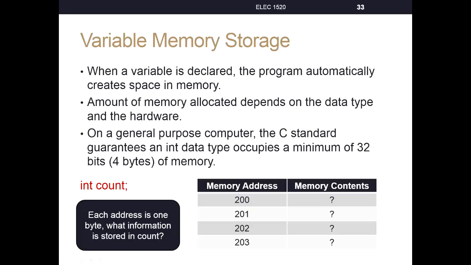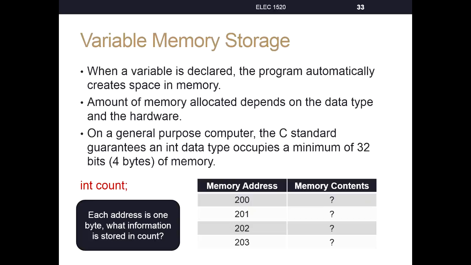So here, these 4 memory addresses that I just randomly picked, 200, 201, 202, 203. Each one of these could store up to 1 byte of information, and 1 byte is 8 bits. So if we declare the identifier, the variable count, that's its name, its data type is int, because an int requires 4 bytes of memory, the operating system would take care of reserving 4 bytes of memory for count.